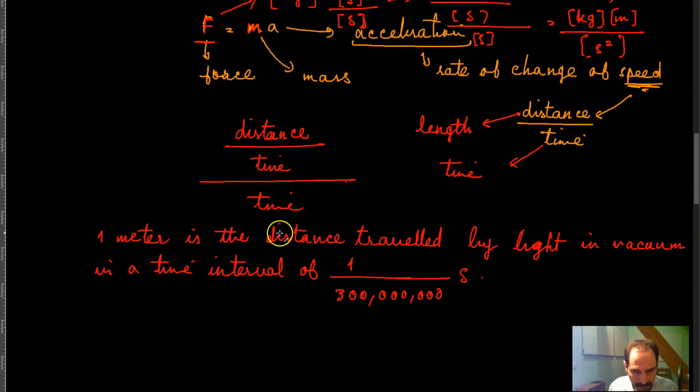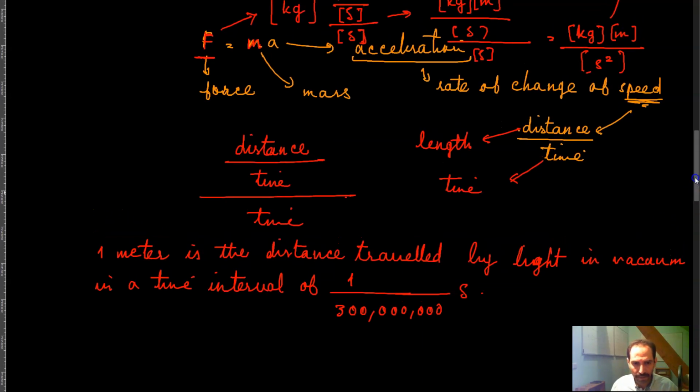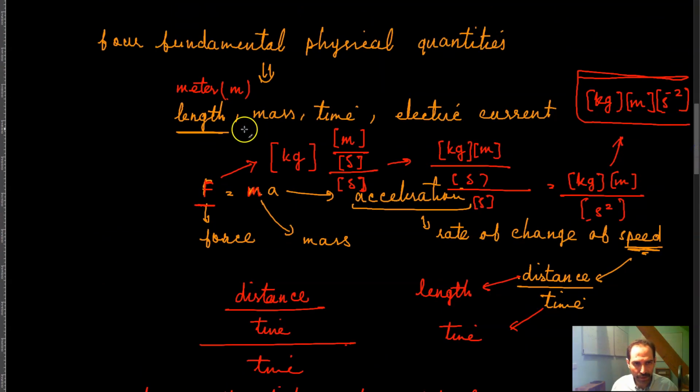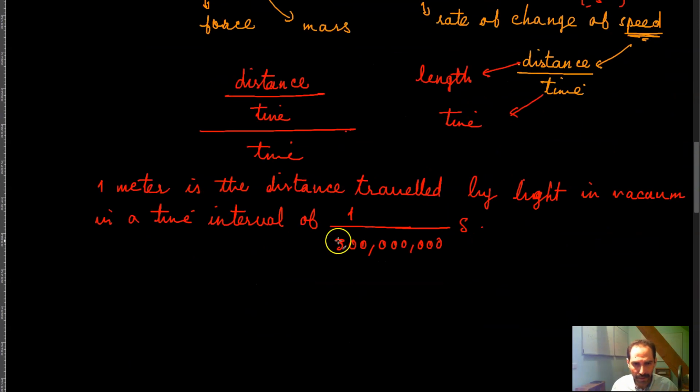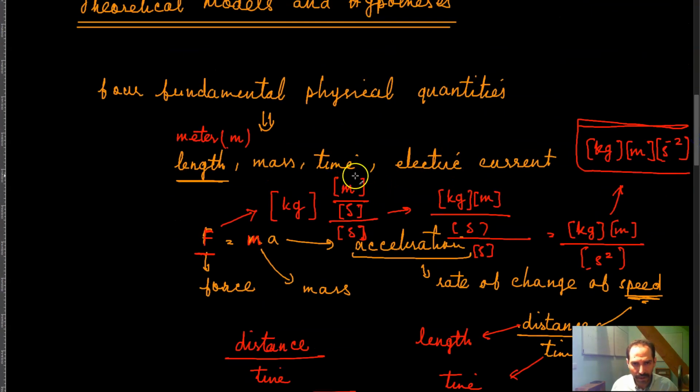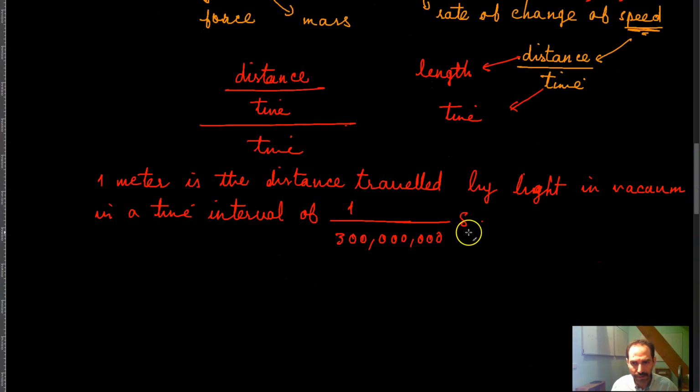So as you can see, this is how we measure this physical quantity, and that happens to be based on another definition, and that definition happens to be time here. Meaning that first you need to understand what is 1 second, and then based on that you can understand what is 1 meter.